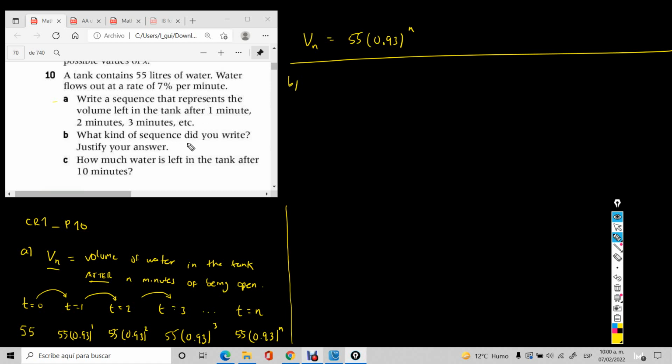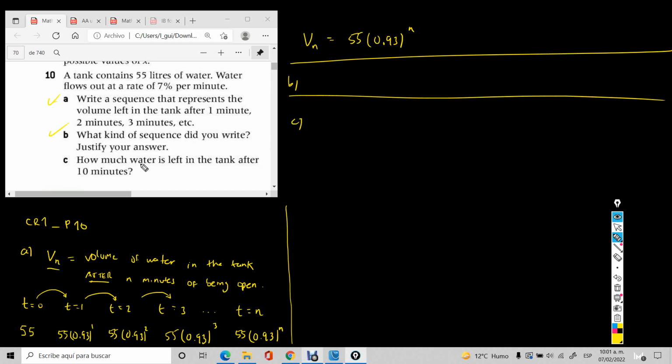B. What kind of sequence did you write? Justify your answer. I'm not going to write it down, just listen. It's a geometric sequence because between every pair of consecutive terms, there is a ratio of 0.93. This times 0.93 is this. This times 0.93 is this, and so on. So that would be your justification. Done and done.